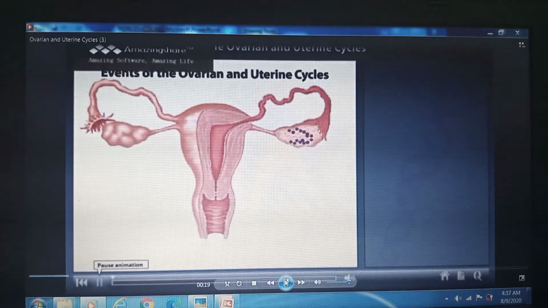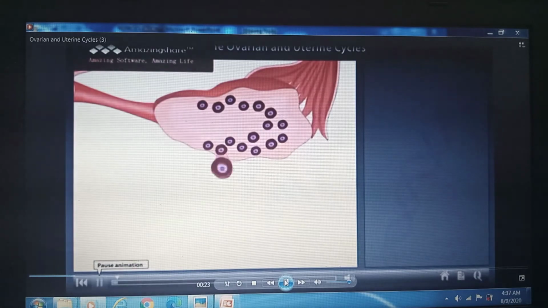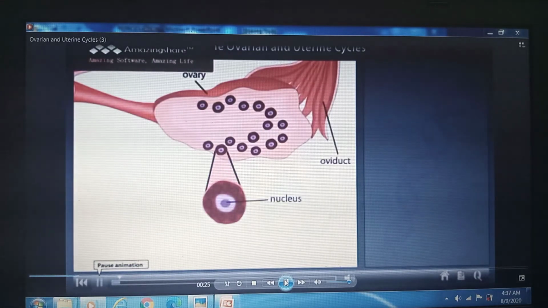Sexual maturity. Each of a woman's ovaries contains about 200,000 immature eggs called primary oocytes. A primary oocyte is diploid and is arrested in prophase 1 of meiosis. A layer of follicle cells surrounds each primary oocyte. Together, an oocyte and its follicle cells make up a follicle.